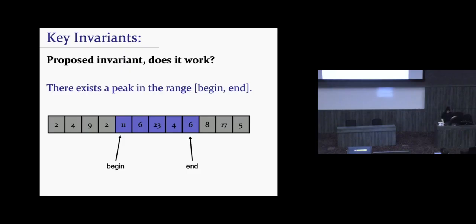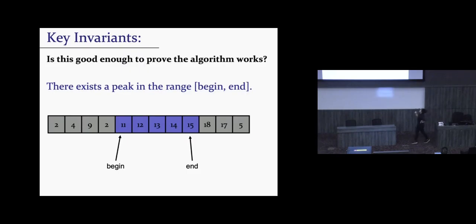Okay, so I have a question at this point. Let's say we propose this invariant. Does it work? What do we think? Let's just say I give you this statement in isolation. So what I'm trying to ask you is, is it good enough to use this invariant to prove that the algorithm works? What do we think?